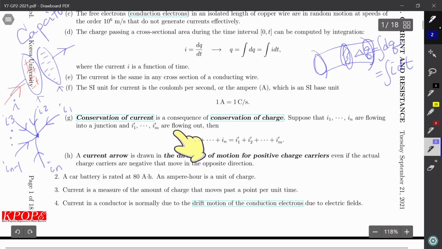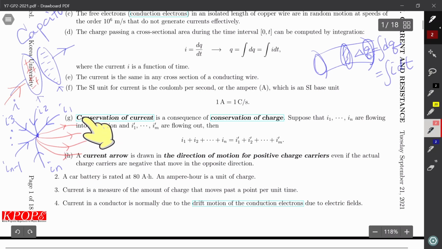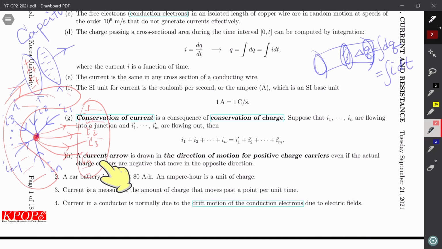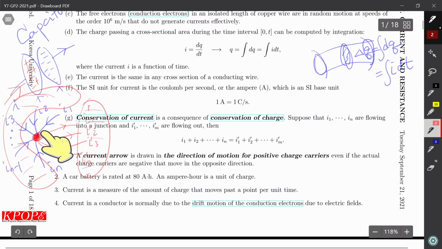Then the sum of all of the currents coming in should equal the sum of the currents going out: I1 prime, I2 prime, I3 prime, and In prime. This is the current flowing into a junction, and these are the currents flowing out of that junction. What comes in must be the same as what goes out. So the charge is not accumulated anywhere. So charge conservation implies the conservation of current.